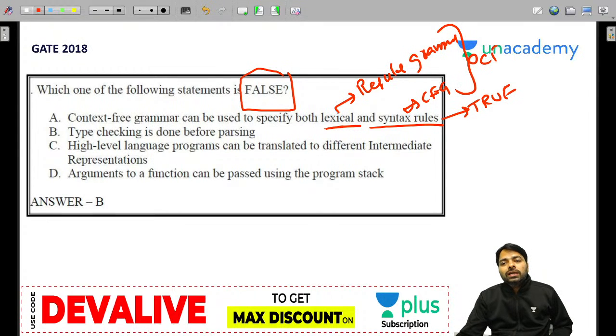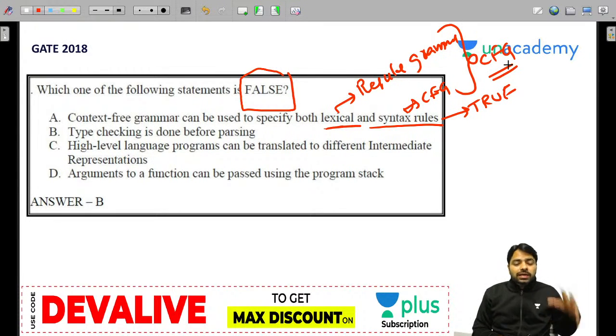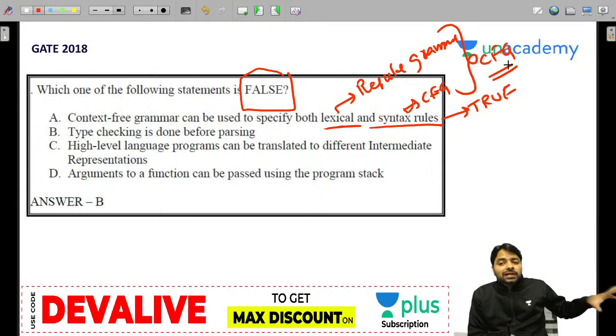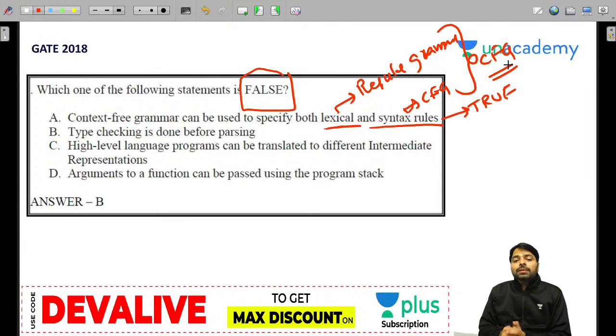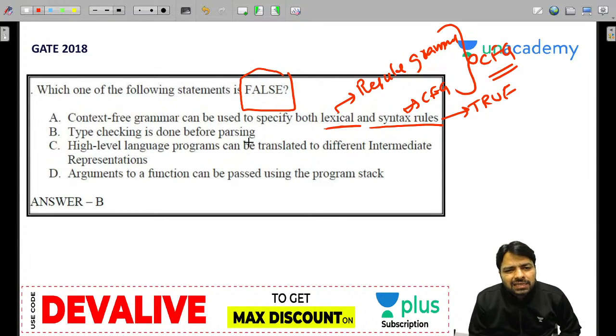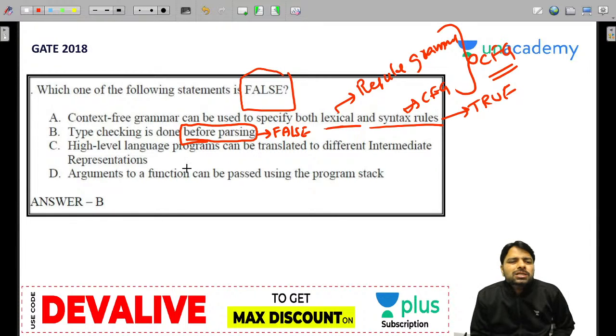Indirectly I can use context-free grammar. Are you clear? Lexical analysis, just regular grammar is enough. Syntax rules, definitely context-free grammar. So when I look at both of them, okay, context-free grammar is sufficient for both, because every regular grammar is already known as context-free. Fine. Type checking is done before parsing. Wrong. It is done after parsing. So far we are doing that. This is the false one. If it is MCQ, the answer is over.